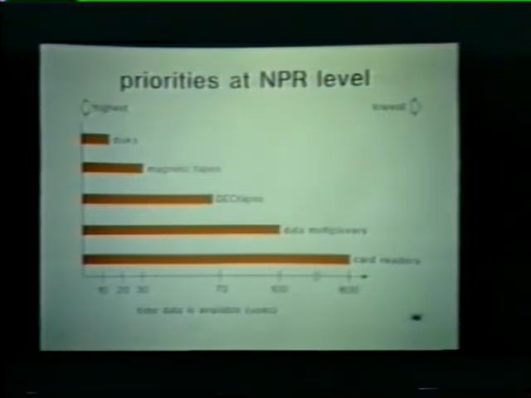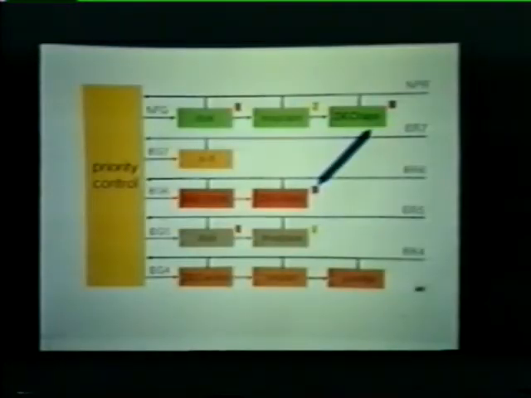Remember our 3 DMA devices, disk, magtape, and deck tape? Well, based on this chart, our priority assignments should be disk first, magtape second, and deck tape third. Now, let's add the NPR line and the DMA devices to our example. As you can see, we assigned NPR priorities to the 3 DMA devices in the order we just mentioned: disk, then magtape, and finally deck tape.